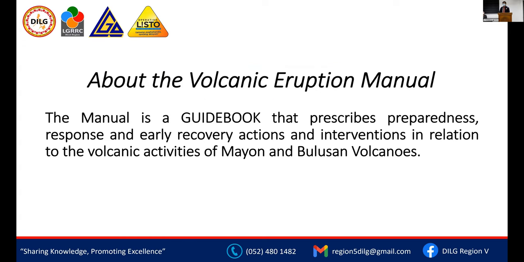As I said earlier, this guidebook will prescribe the preparedness, response and early recovery actions and interventions in relation to the volcanic activities of Mayon and Bulusan volcanoes. You do not know, but a real fight happened during the write shop of this manual. We quarreled, pulled each other's hair, punched and pinched each other before it was finally produced and finalized. And we are very thankful to our partner stakeholders who made the production of this manual come into reality. All right, next.